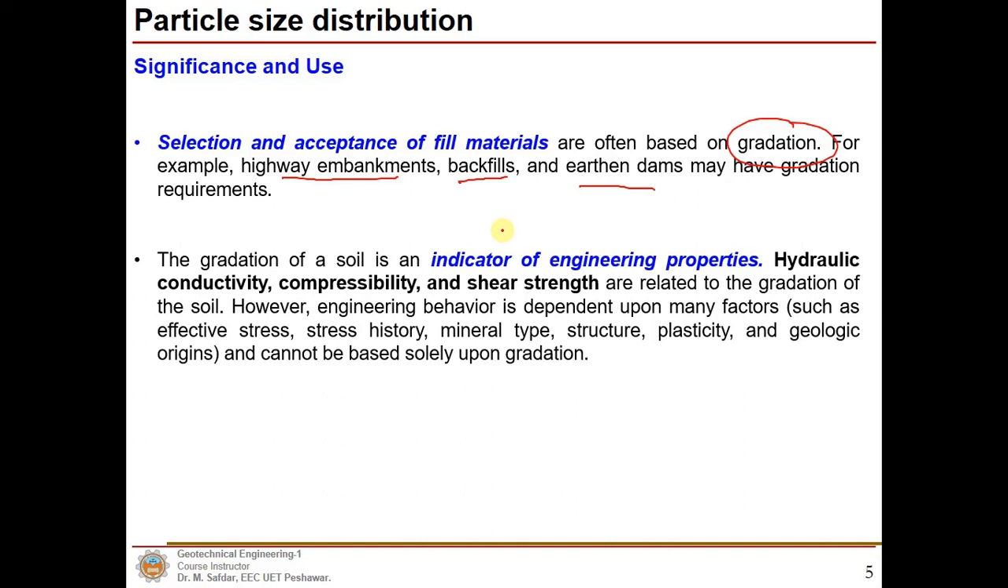You can get an idea what the strength, compressibility and hydraulic conductivity characteristics are, but these also depend on the effective stresses, stress history, mineral type, structure, fabric, plasticity and geologic origins, and what type of rocks disintegrated and weathered to give those solids. But it is an indicator of engineering properties. For example, if we are having relatively larger particles, it will be having greater strength, lesser compressibility, and greater hydraulic conductivity.